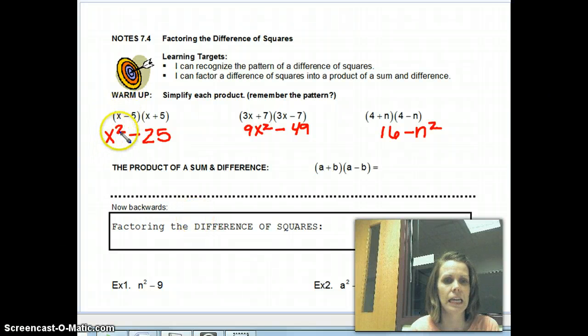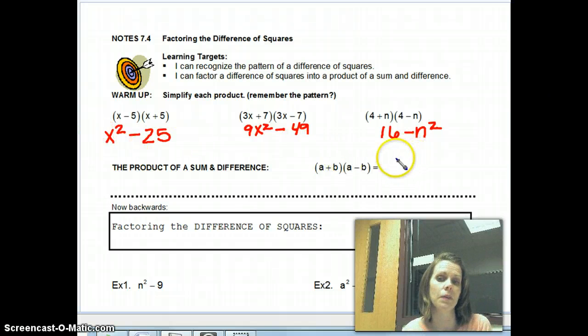Remember, the shortcut is if you have a positive and negative and then the same number, so 5 times 5, you take out those outer and inner terms because they'll cancel each other out. So if you remember that, these probably went really, really quick.